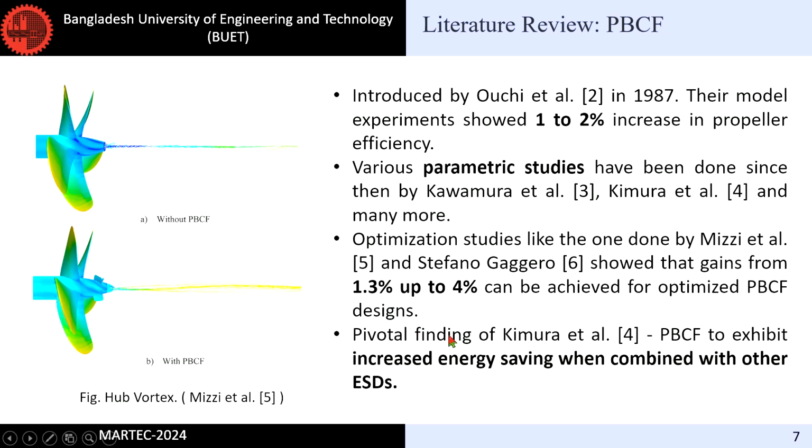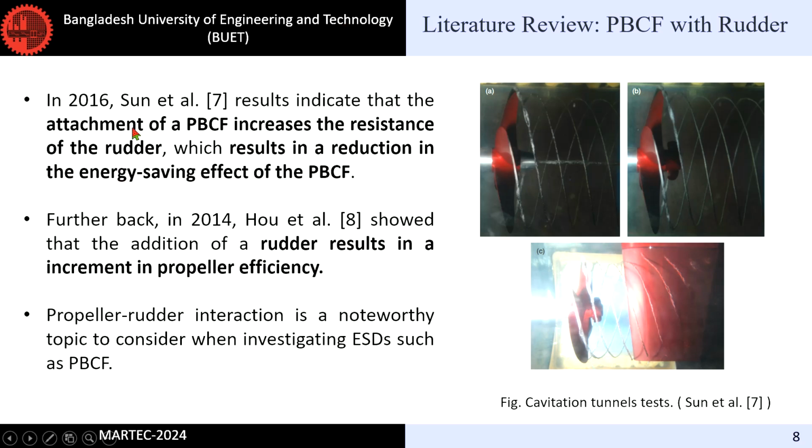However, pivotal findings of Kimura et al. showed that PBCF exhibits increased energy saving when combined with other energy saving devices. In 2016, Sun et al. results indicate that the attachment of a PBCF increases the resistance of the rudder. However, later on in our presentation, you will see that the contrarotating propeller boss cap fin overcomes this problem and actually decreases the resistance of the rudder.